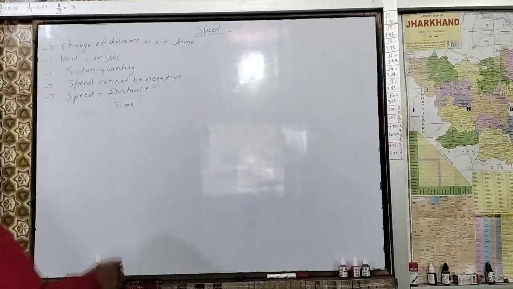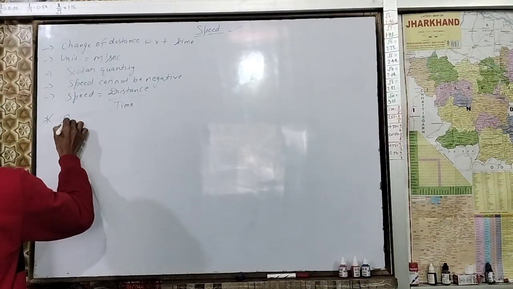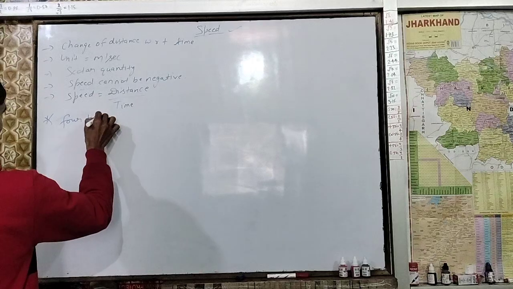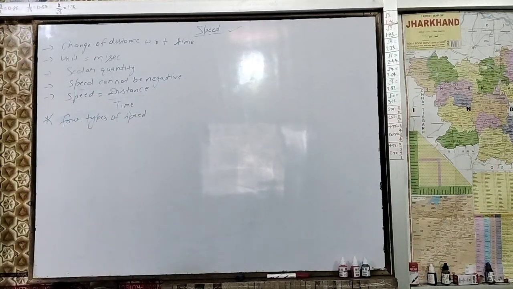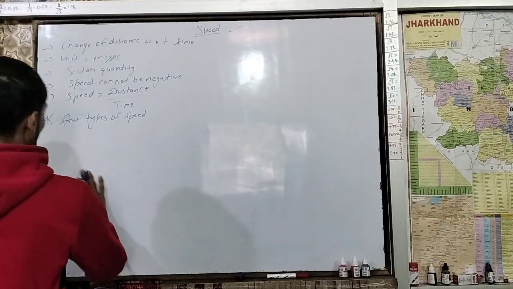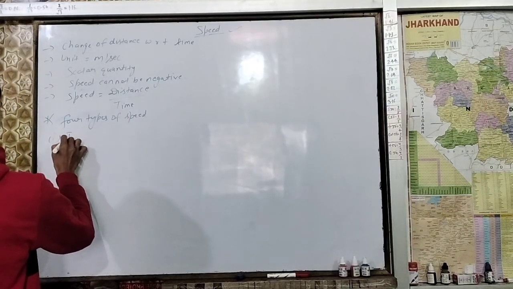Now, next thing. There are 4 types of speed: instantaneous speed, average speed, uniform speed, and non-uniform speed. So one by one, let's explain. First, we are starting with instantaneous speed.